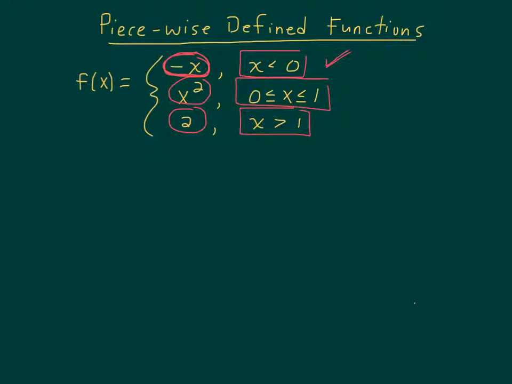If I'm talking about x values between and including 0 and 1, I would plug into the piece of x squared in order to get my output, or my y value. For any x value greater than 1, it tells me here that the output is just going to be 2. There's actually nothing to plug into. So we're going to take a moment now and graph this.